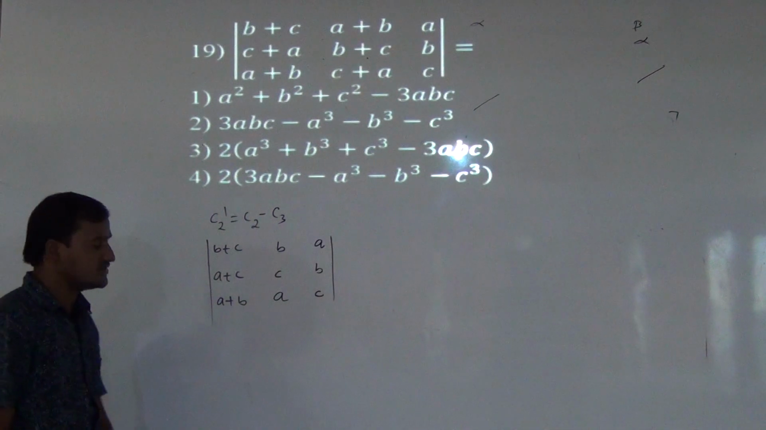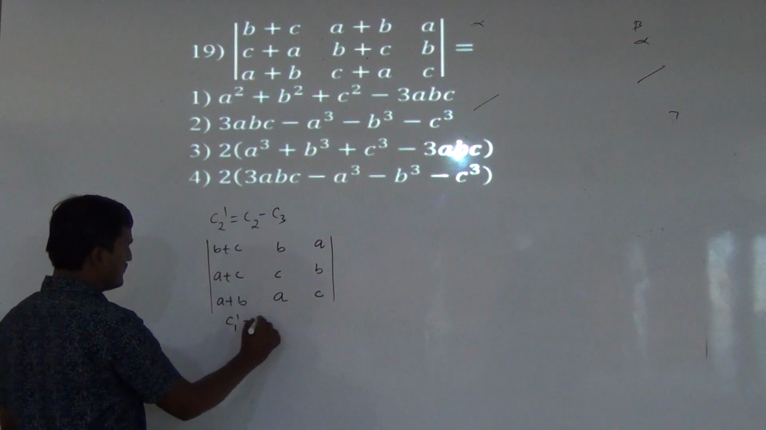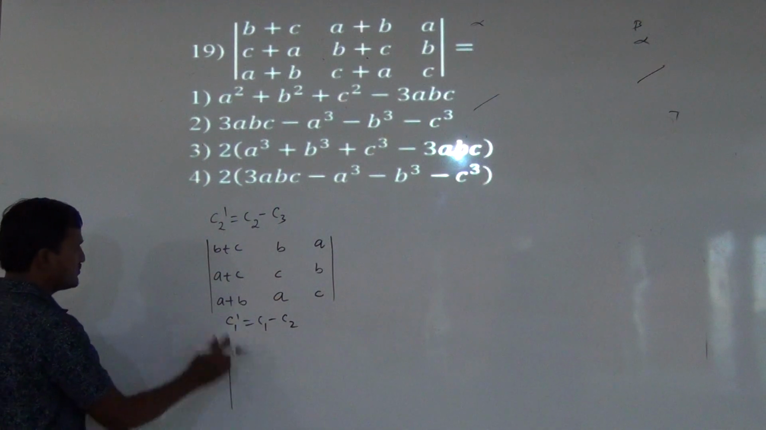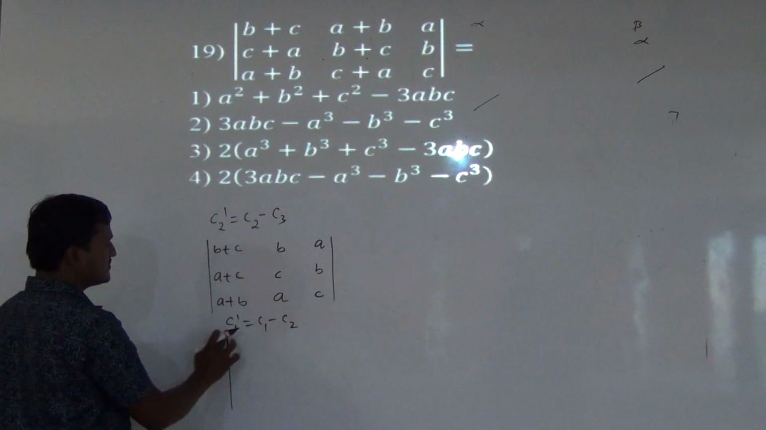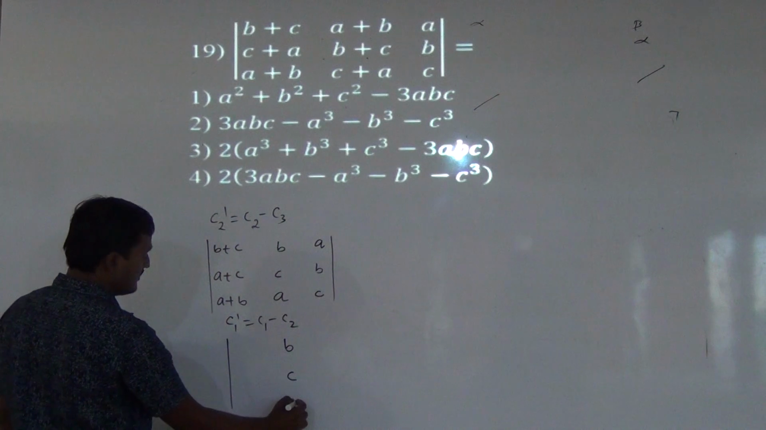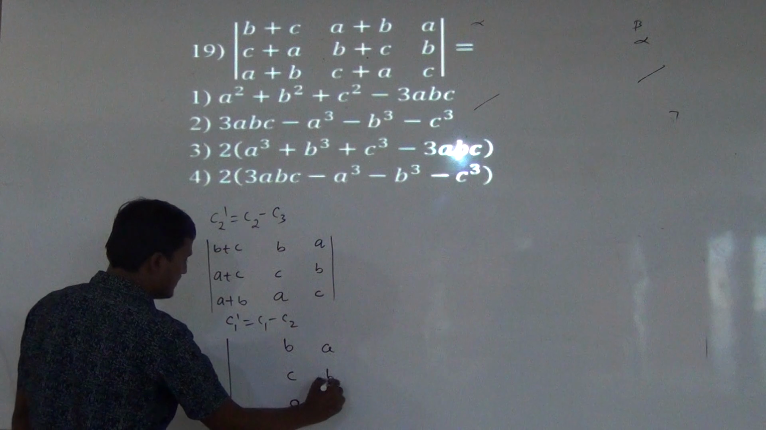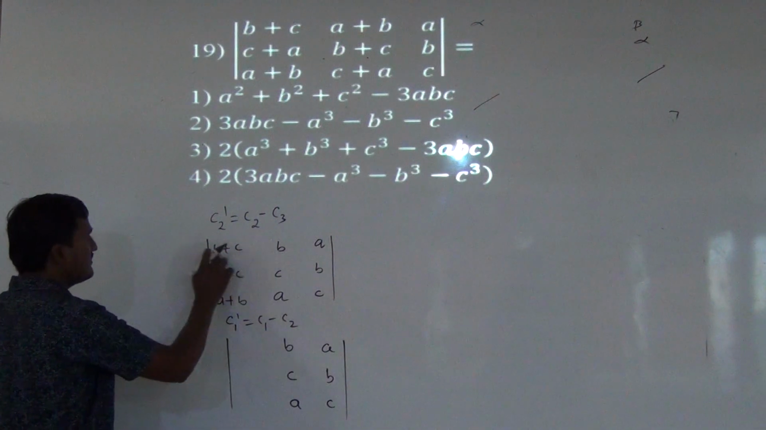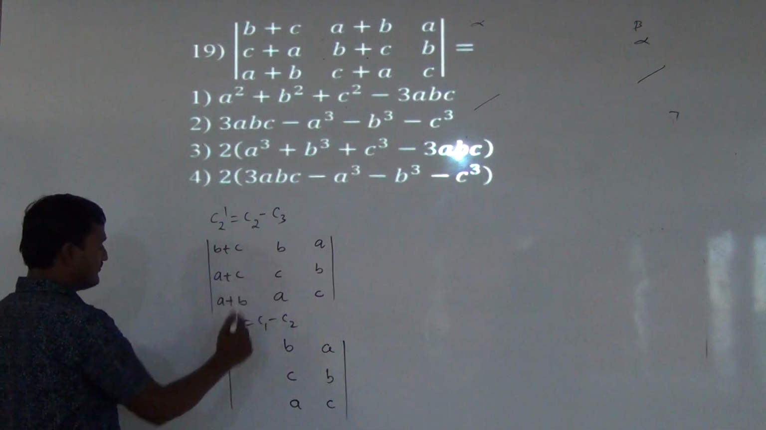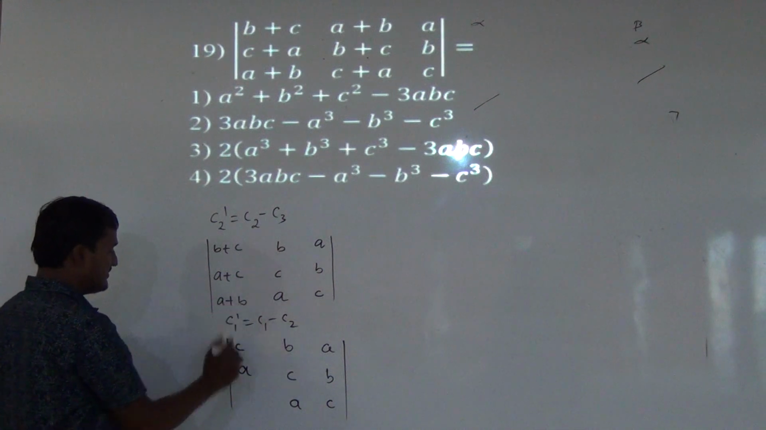Is it right? Next, again I will apply the operation, that is C1 dash equal to C1 minus C2. So therefore this becomes b plus c minus b. For this I should write second column and third column as it is, a, b, c. Right? b plus c minus b means c. Is it right? a plus c minus c means a, right? And a plus b minus a means b.